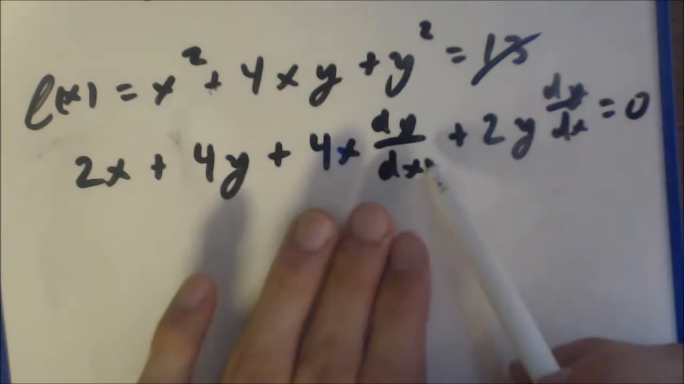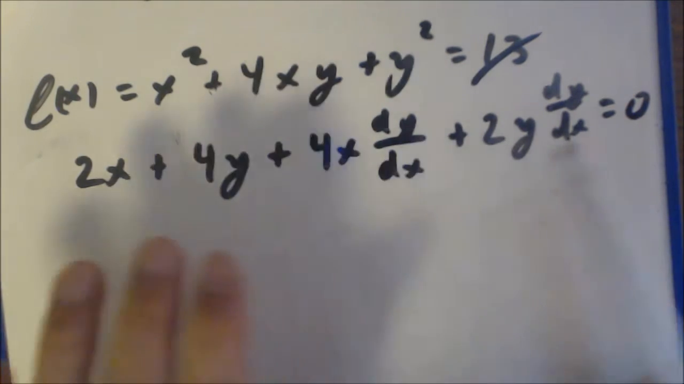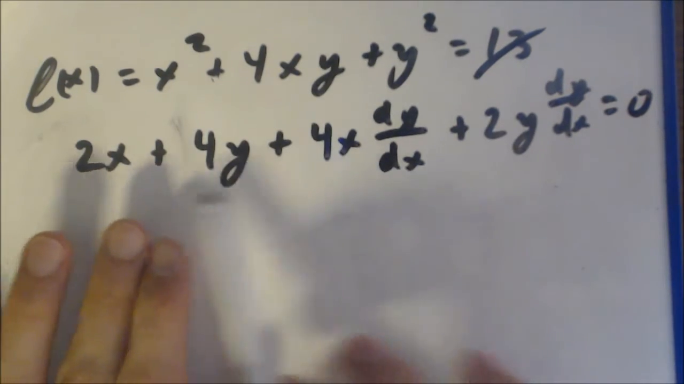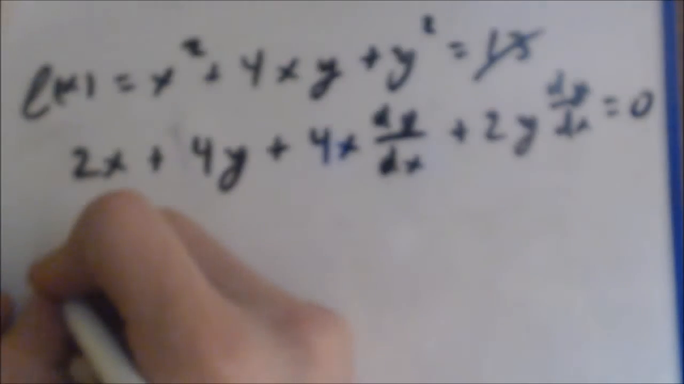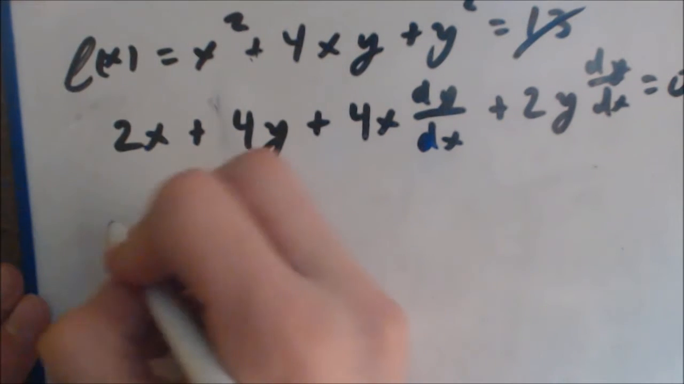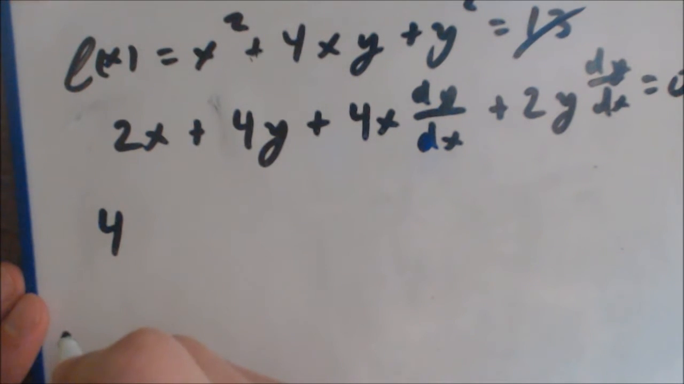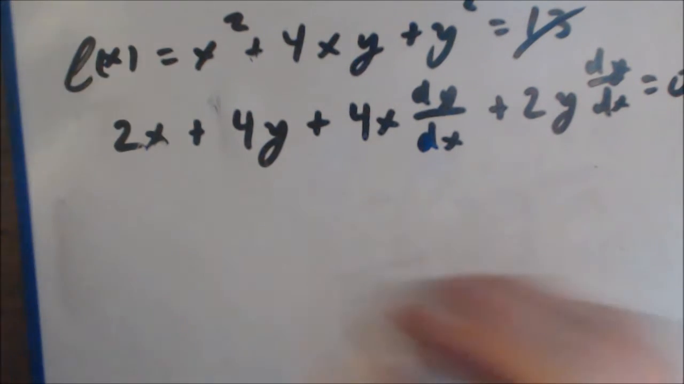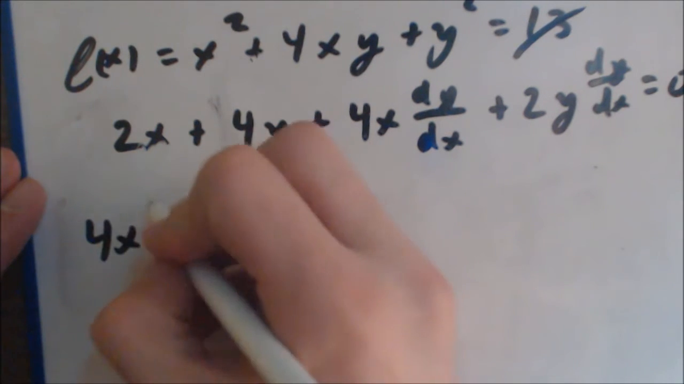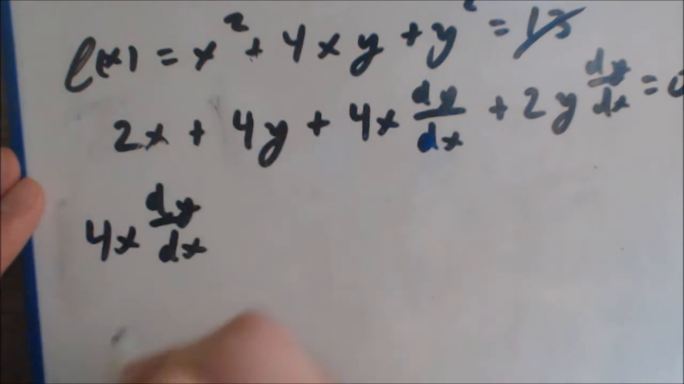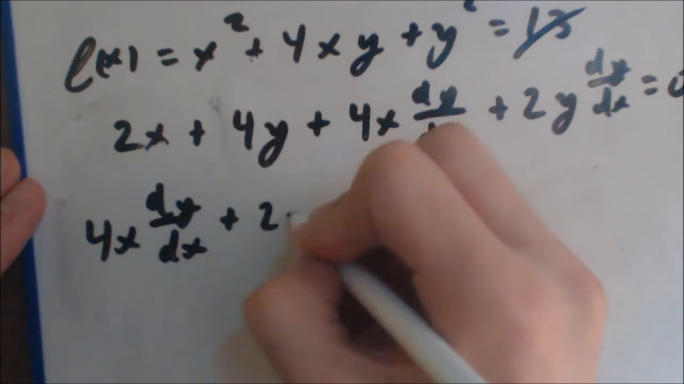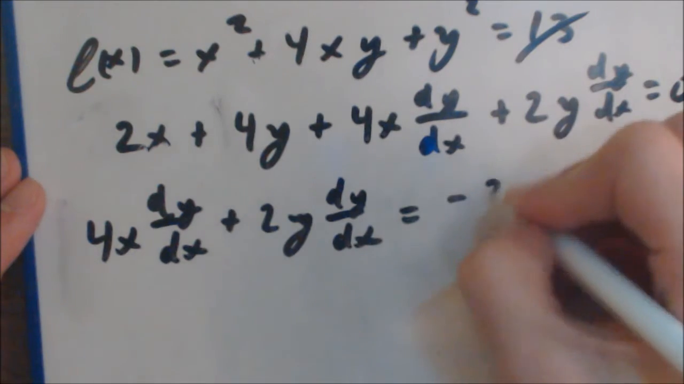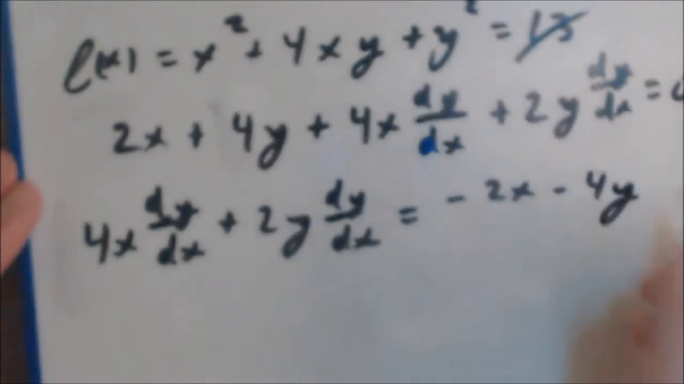Alright, so now that we have the dy's here, we're going to bring the non-dy terms over. I usually like to keep the dy dx's on the left. So we're going to have 4x dy dx plus 2y dy dx equal to negative 2x minus 4y.